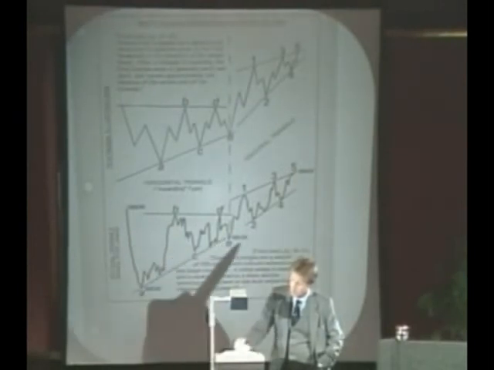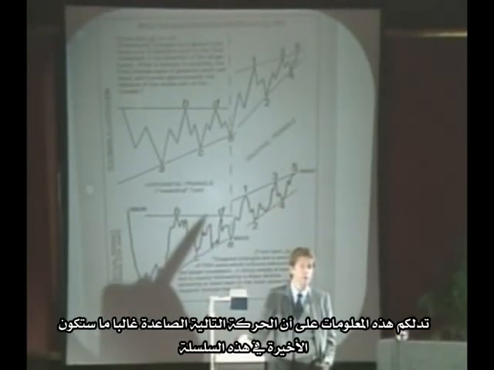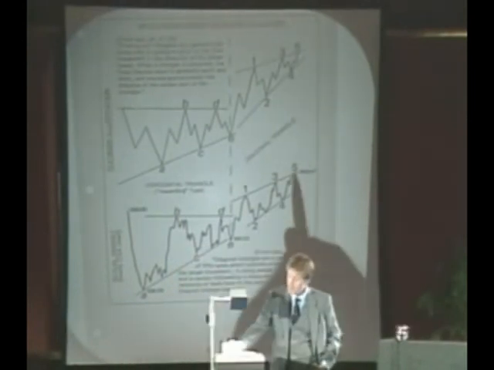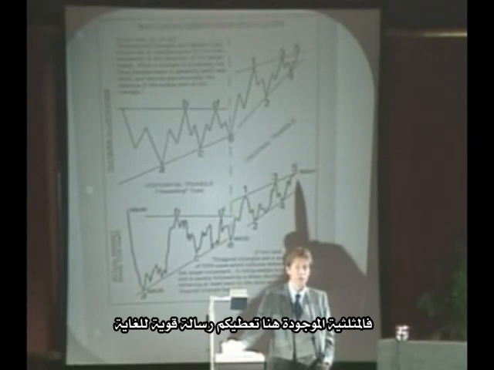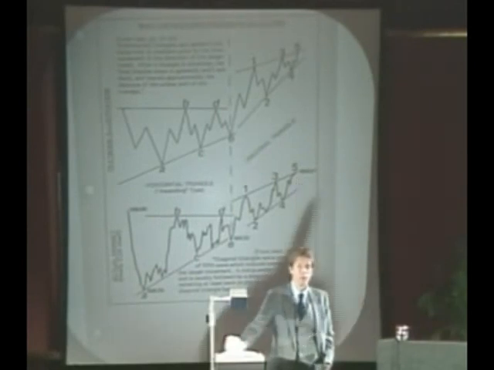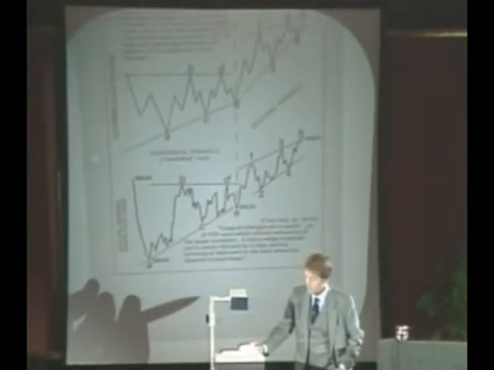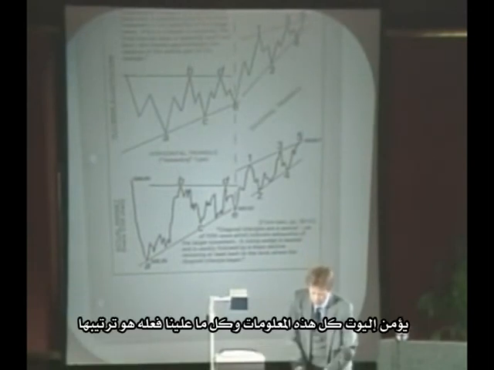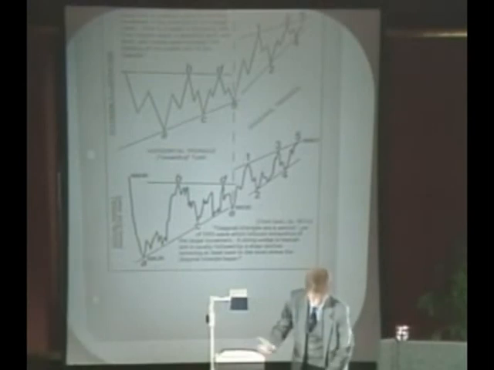This information, telling you the next move up is probably the last move in this series, in this case, added to the diagonal triangle here, was a very powerful message. Elliott provides all this information. All we need to do is sort it out.